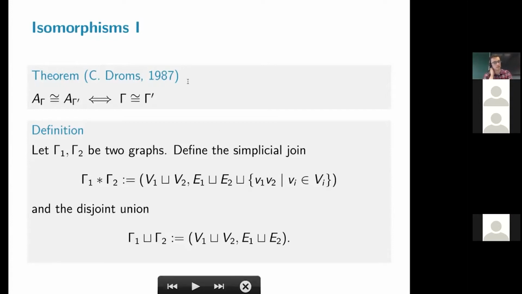Karel Droms proved in the late 80s that 2 right-angled Artin groups are isomorphic if and only if their defining graphs are isomorphic. So one direction is trivial, from right to left. The other one, from left to right, is not trivial. But we see that all information from the graph is retained when we go to the group, because up to isomorphism, if 2 graphs are not isomorphic, then the groups won't be isomorphic as well. So this is already a first indication that right-angled Artin groups will behave more or less nicely, since there is no information lost by going to the right-angled Artin group, or at least not on this level.